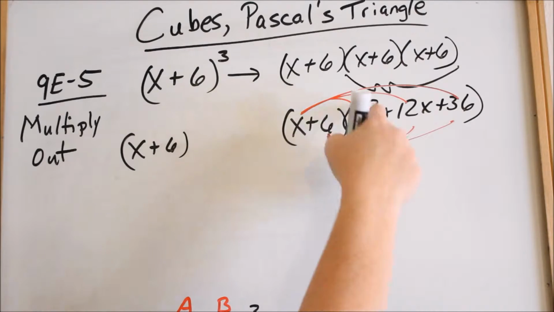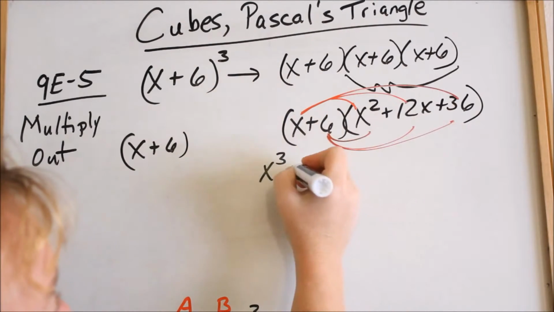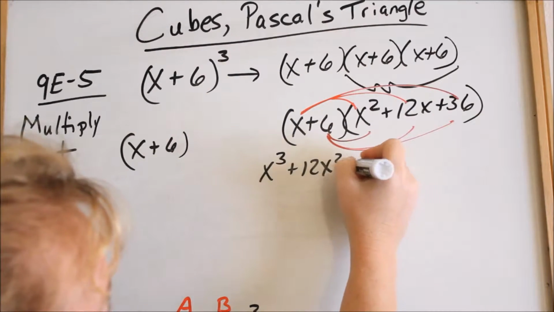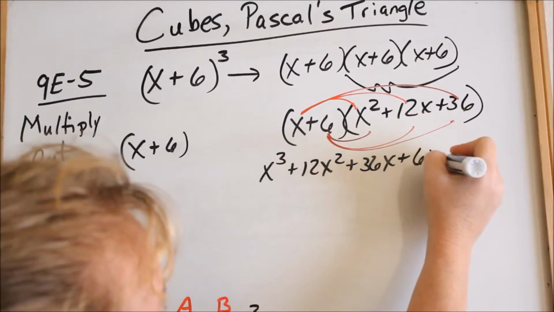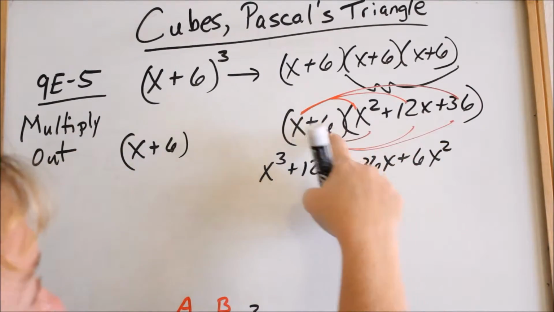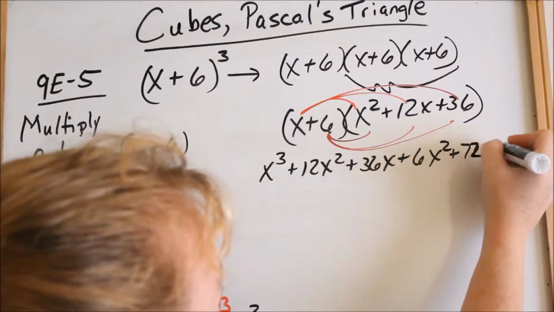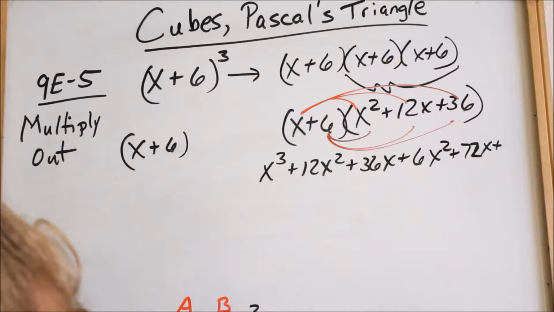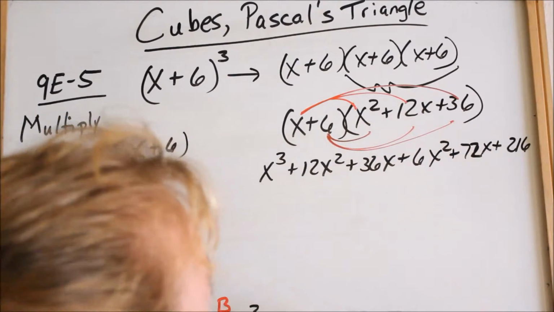So x times x squared is x cubed plus 12x squared plus 36x plus 6x squared plus 72x plus 6 times 36, I think, is 216. So I'm just going to double check. Yeah, 216. Okay, now we want to combine.